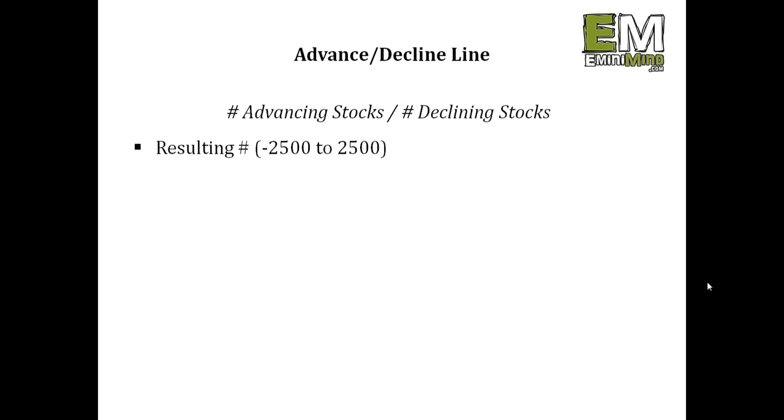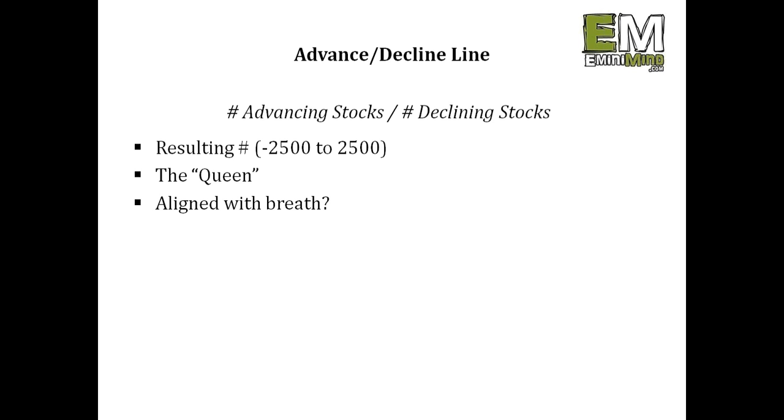Most data platforms pull around 3,000 stocks on the NYSE, so you get a handful close to that number, between 2,500 and 3,000 stocks. So you're going to get a net number resulting between negative 2,500 and positive 2,500. And the advanced decline line is kind of the queen to the breadth.